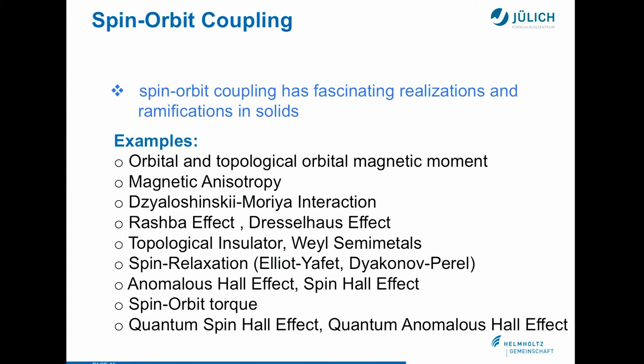Basically, you have a lot of spin-orbit coupling phenomena related to magnetism and lifting of degeneracies, for the orbital moment, topological orbital magnetic moments, magnetic anisotropies, the Dzyaloshinskii-Moriya interaction. Then you have effects in non-magnetic samples, such as the Rashba effect and Dresselhaus effect. The topological insulators and Weyl semimetals are a consequence of the spin-orbit interaction. The spin relaxation phenomena. You have the anomalous Hall effect, the spin Hall effect, spin-orbit torque, spin-orbit Hall effect, quantum spin Hall effect, quantum anomalous Hall effect. So there is an enormous amount of transport effects, exchange interactions, all related to this relatively small quantity, which is the spin-orbit interaction.